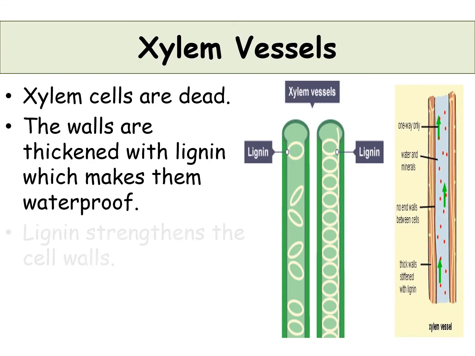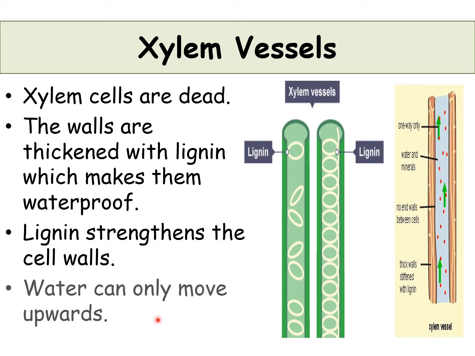Xylem vessels. So xylem vessels are there to only transport water, not sugars in this case, just water. And water will only move upwards, and that's because obviously if you're a plant and you're trying to take up water from the soil, you don't want that water to exit your plant and then go back into the soil. There's no point of that. So therefore the water only moves upwards via the xylem.